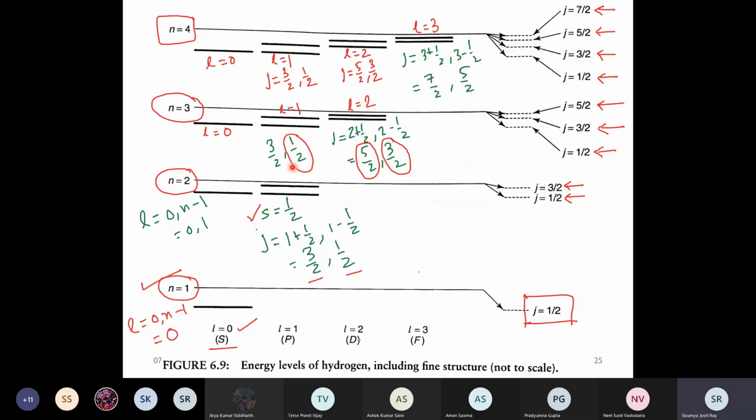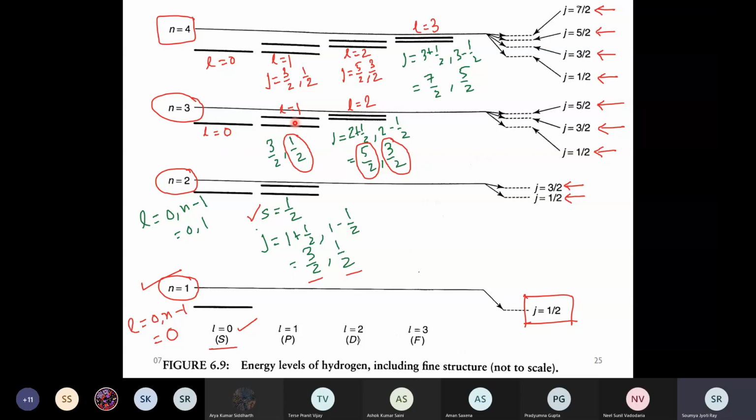Let's say for n equal to 2, there are several values of L which are possible: L equal to 0, then L equal to 1, and L equal to 2. Now, for L equal to 0, if I want to calculate the value of J, I'll get a value of J which will be half.